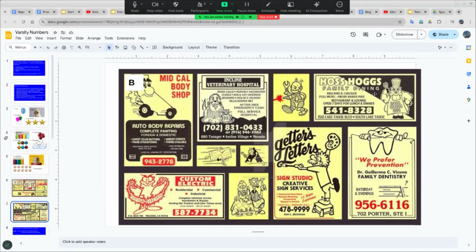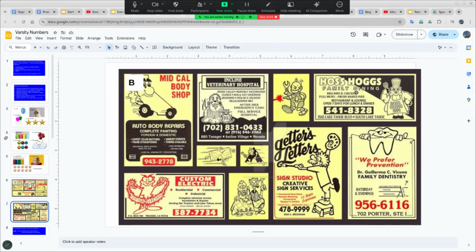Hoss Hogs. Who wants to give it a try? ¿Quién? Bueno, sí, pick. The hot dog. Okay. Hoss Hogs, sí. Hot sauce. Okay. 5, 4, 1, 8, 3, 2, 8. Bien, muy bien, very well.